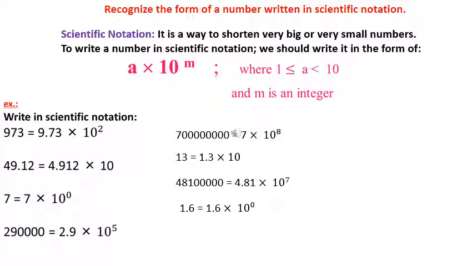So if you move to the left, it's a positive exponent. If you move to the right, it's a negative exponent. Practice the other exercises, and when you are done, just check the answers, okay?